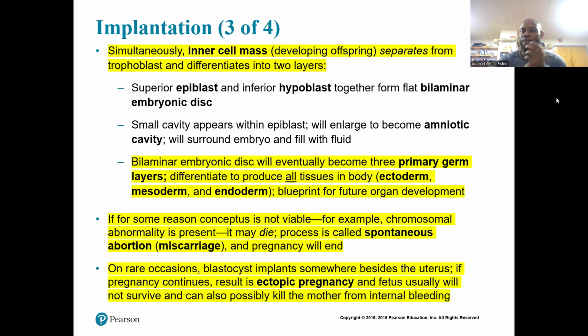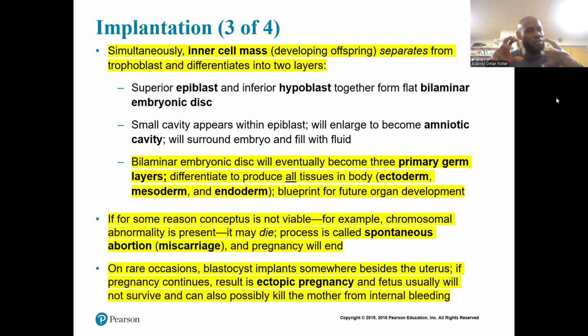If for some reason the conceptus is not viable, the baby at this stage is not viable, some chromosomal abnormality, for instance, it could die. This process is called spontaneous abortion or miscarriage. Some of you, I'm sure, have heard of miscarriage or may unfortunately have experienced it.